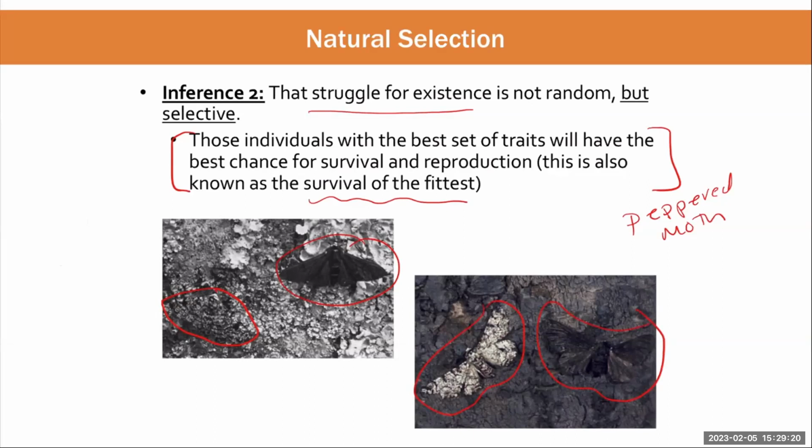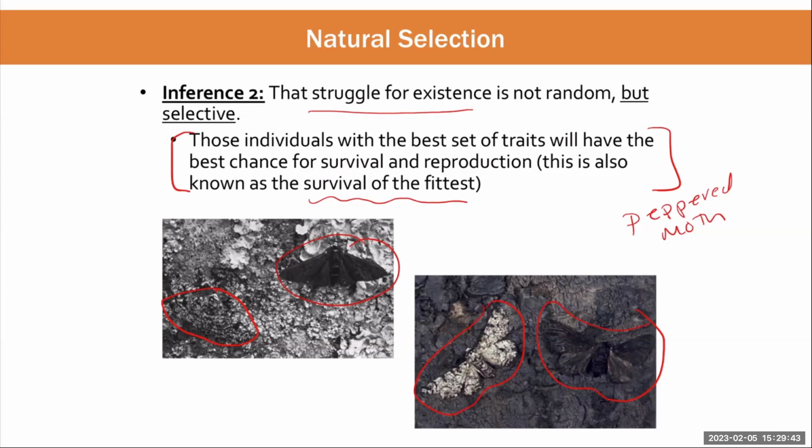And presumably when a moth is well camouflaged, it has a better probability of evading being eaten by a predator, therefore a higher probability of surviving and reproducing. So this is a particular case study of natural selection that was first documented actually in the 1800s in London.